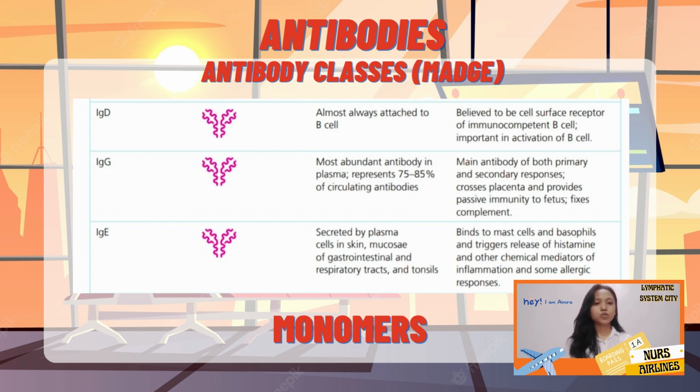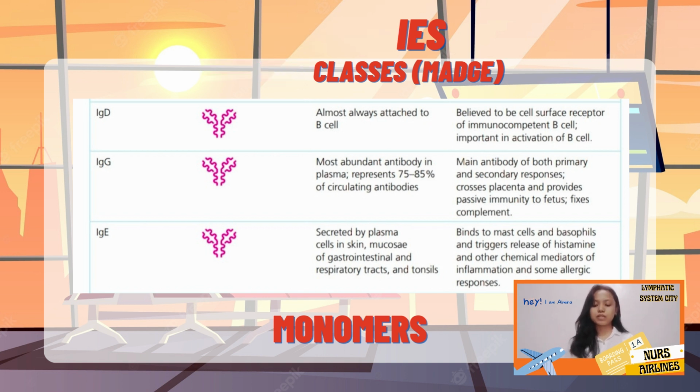Immunoglobulin D is found attached to B cells and is important in the activation of B cells. Immunoglobulin G is the most abundant antibody in plasma as it is the main antibody in primary and secondary responses. It fixes complements and provides fetus passive immunity through crossing the placenta. Meanwhile, immunoglobulin E is produced through secretions of plasma cells in the skin, GI, and respiratory tracts as well as in the tonsils. It is important in some allergic responses.